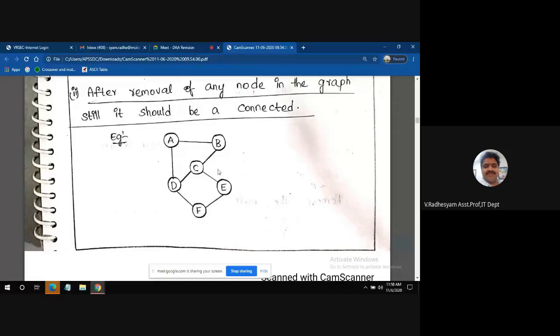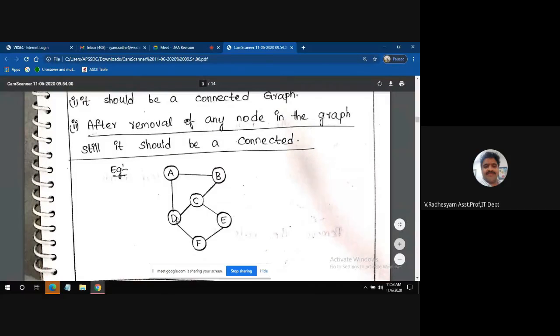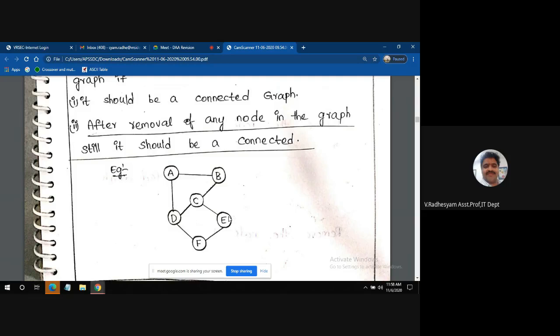Suppose you consider this example. Can anyone say whether this is connected or disconnected? Connected, sir. This is connected. Whether it is bi-connected or not, we need to check. How to check? First point, it is connected. Yes, it is connected. Now, second point is, if you are removing any node in the graph, it should still behave like a connected graph. Then it is called bi-connected.